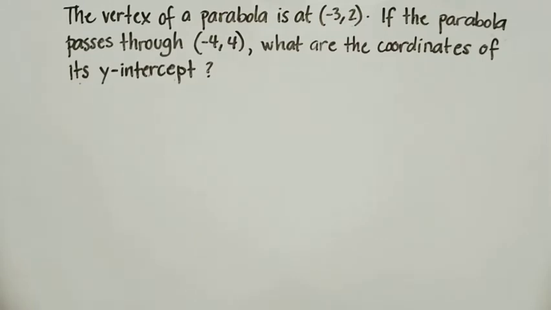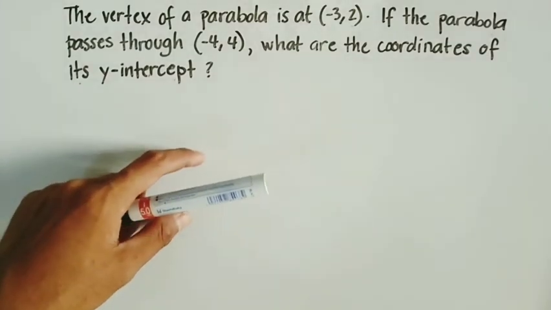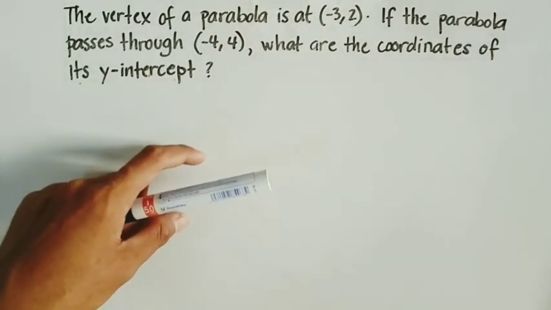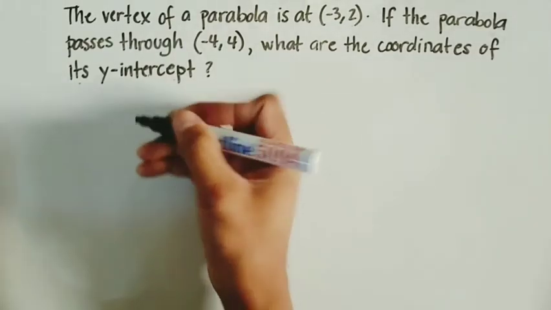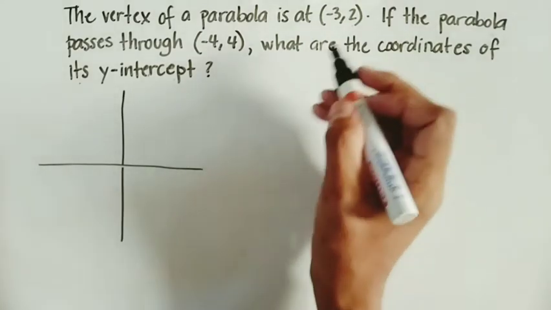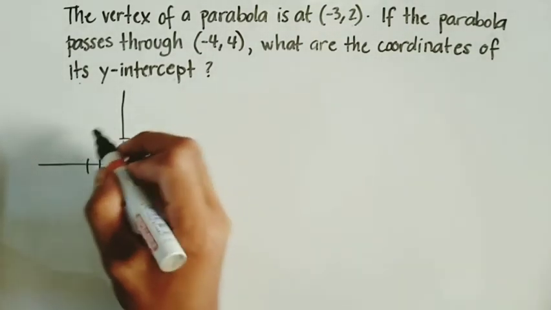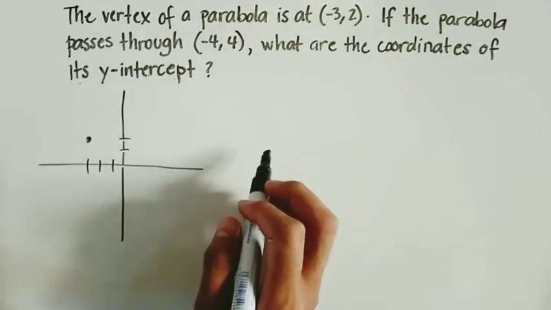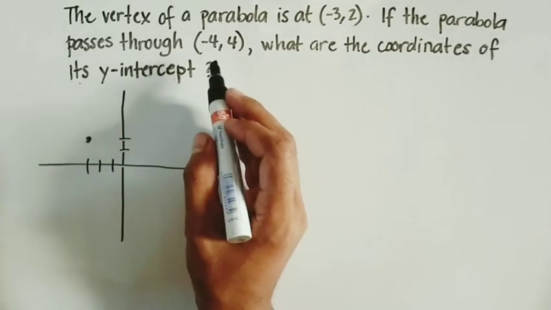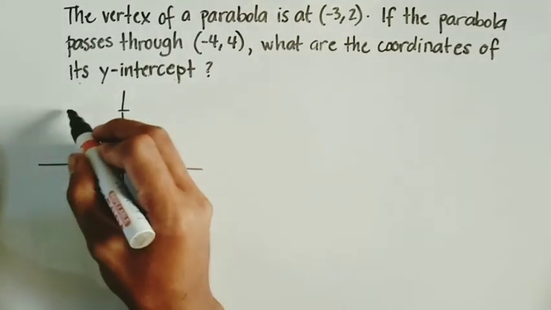The vertex of a parabola is at negative 3, 2. If the parabola passes through negative 4, 4, what are the coordinates of its y-intercept? So, ako pag conic section yan, dinodraw ko agad, ginagraph ko. So, graph natin. Sabi, vertex is negative 3, 2. 1, 2, 3, 2. So, ito yung vertex natin. Next, passes through the point negative 4, 4. So, ito yan.